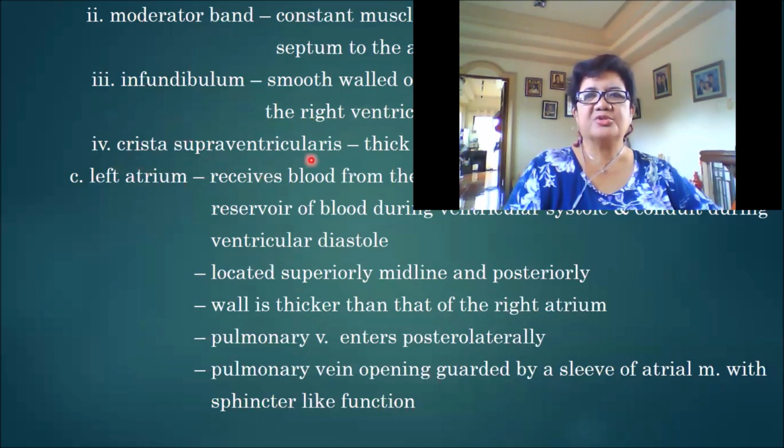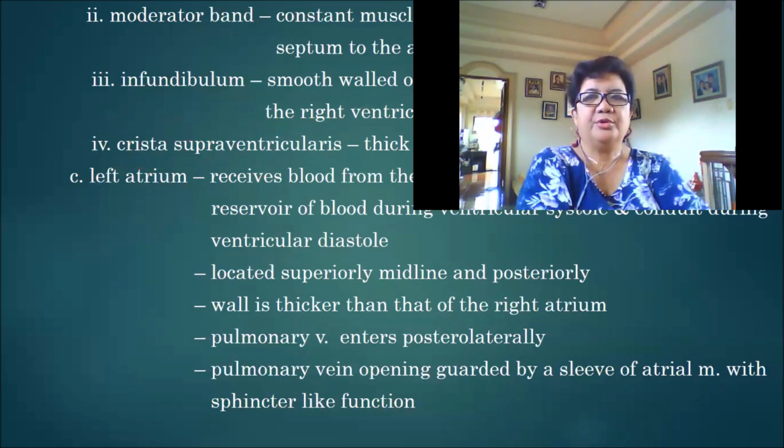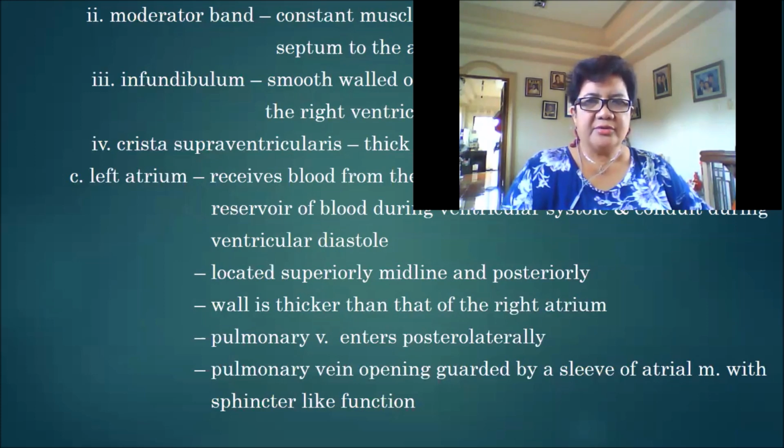This is a thick muscle which separates the inflow tract. So you can see there is another muscular bundle that will separate the inflow tract, or the blood that will come from the right atrium, separating it from the blood that will be pumped to your pulmonary tract. So those are the significant structures. Remember, your moderator band is only seen in the right ventricle, and this is a constant muscle.